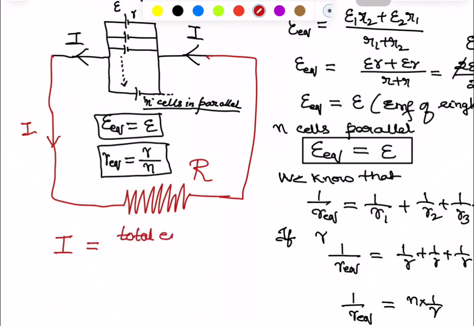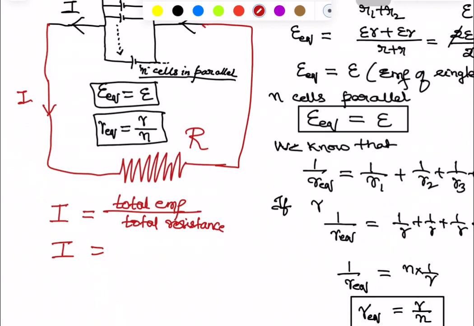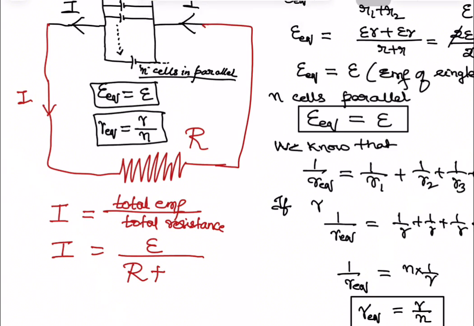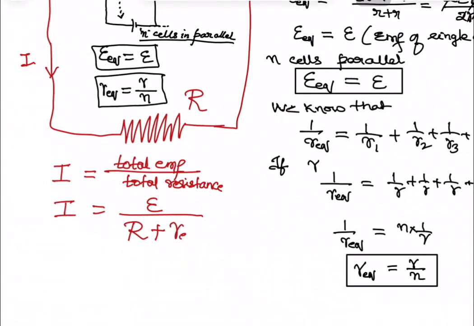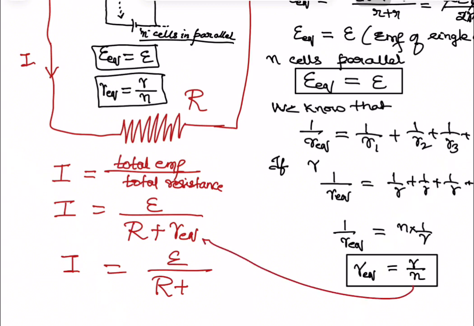We already know that the current in a circuit can be written as the ratio of total EMF to the total resistance. The total resistance includes the external resistance plus the resistance offered by the cells in combination. As we have already learned, the total EMF is just the EMF of a single cell, and the denominator is the external resistance plus the equivalent internal resistance, R equivalent. You can substitute R equivalent, now R plus r by n.